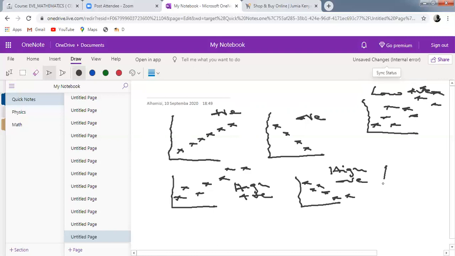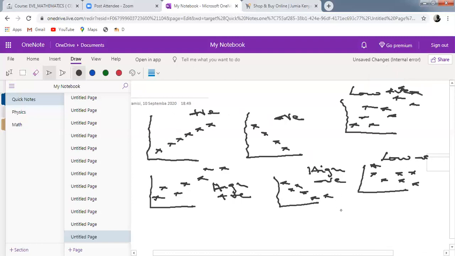Then you can have your points. They are sloping negatively, but very far from making a straight line. Also, first of all, we note they are negative, but because they are far from making a straight line, we normally say this is a low negative kind of correlation. Lastly, you can find your points behaving something like this. They are forming either a circle or a square. This simply means that there is no correlation at all.